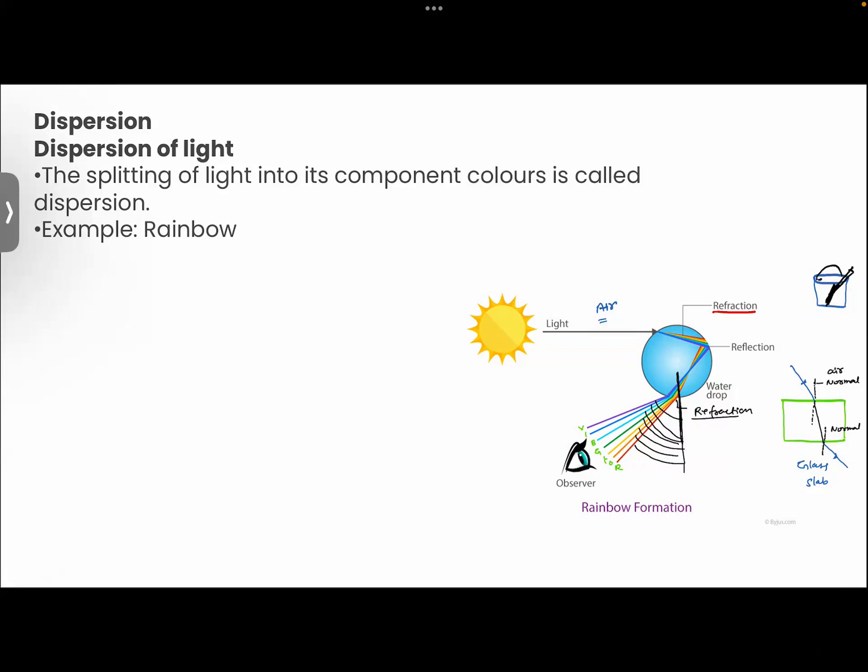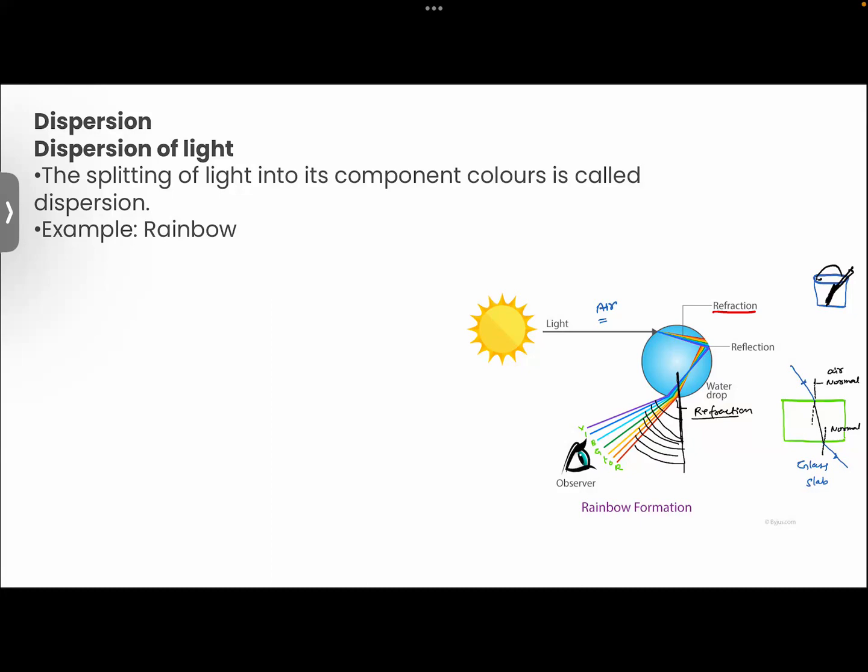There are a few more things. The image is laterally inverted. Is it virtual or is it real? It is virtual and erect. Also, it is formed behind the mirror. Yes, sir, it is formed behind the mirror.